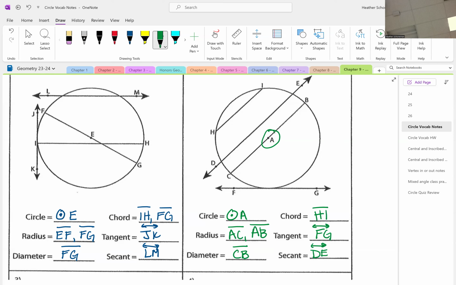Okay. If you want some practice, pause the video for a second and then do 3 and 4, and then I'll give you a chance to check your answers.